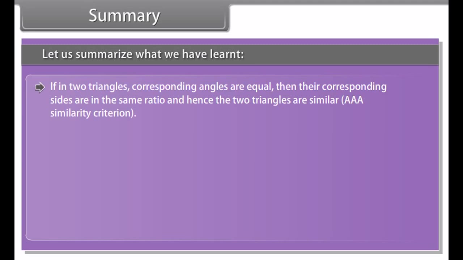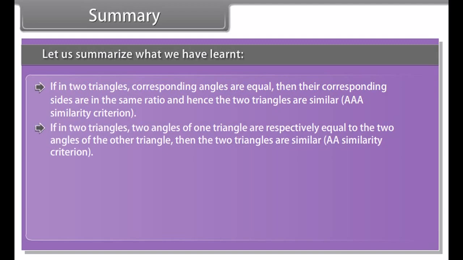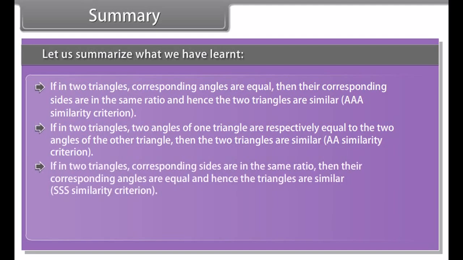If a line is drawn parallel to one side of a triangle to intersect the other two sides in distinct points, then the other two sides are divided in the same ratio. If a line divides any two sides of a triangle in the same ratio, then the line is parallel to the third side. If in two triangles corresponding angles are equal, then their corresponding sides are in the same ratio, and hence the two triangles are similar by AAA similarity criterion.